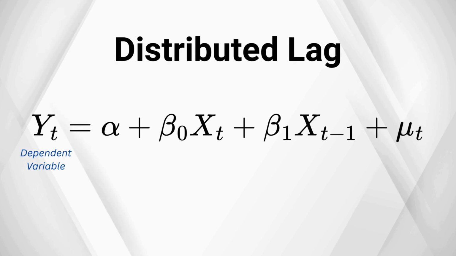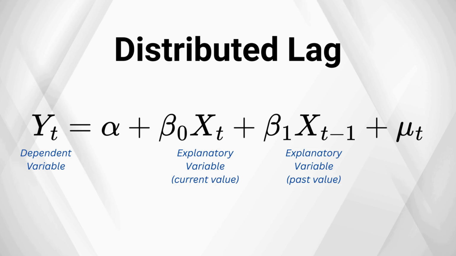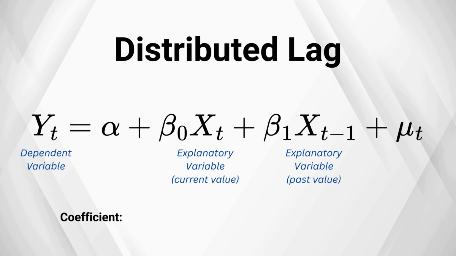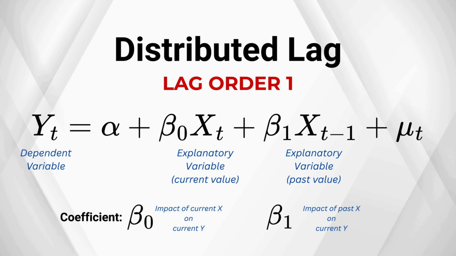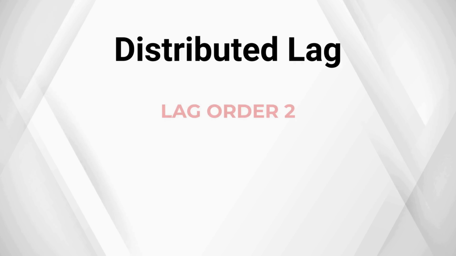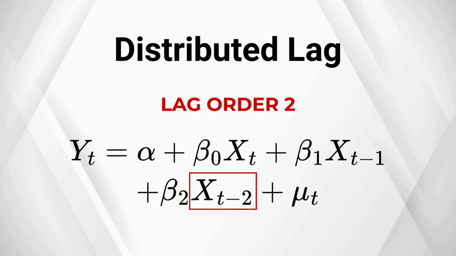Here, y sub t is our dependent variable, and x sub t and x sub t minus 1 are the current and past values of our explanatory variable. The coefficients beta 0, beta 1 tell us the impact of x at different time lags. The lag order of this model would be 1 because we are going back one period for x. We could easily make this a lag order of 2 by including an additional x sub t minus 2 to the model.